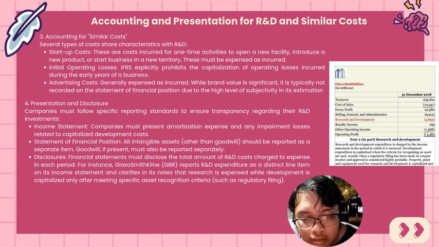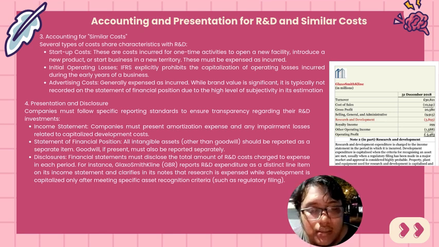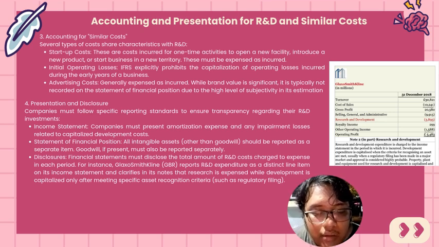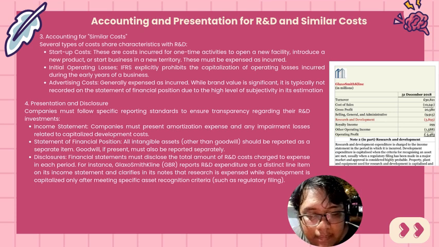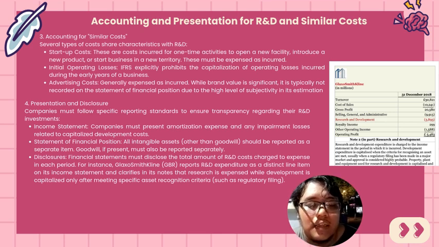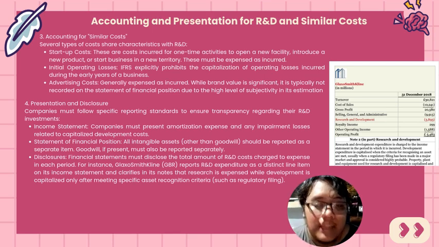And for disclosure itself, the financial statement must disclose the total amount of R&D costs charged to expense in its periods. For example, as in the picture beside this presentation, this slide shows GlaxoSmithKline or GSK reporting R&D expenditure as a distinct line item on its income statement and clarifying in its notes that research is expensed while development is capitalized only after meeting specific asset recognition criteria, such as regulatory filing. Next.